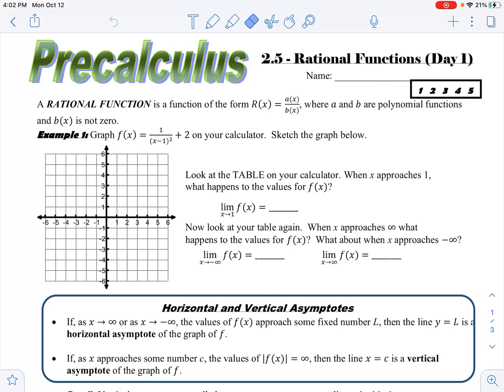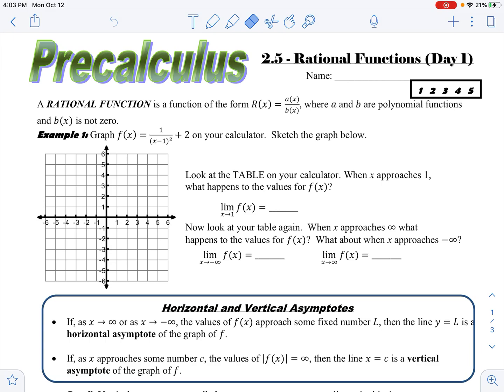All right, so today we're starting section 2.5, which is rational functions. So first off, what is a rational function? A rational function is a function in the form r of x equals a of x over b of x, where both a of x and b of x are polynomials themselves, and b of x can't be 0 because we can't divide by 0.